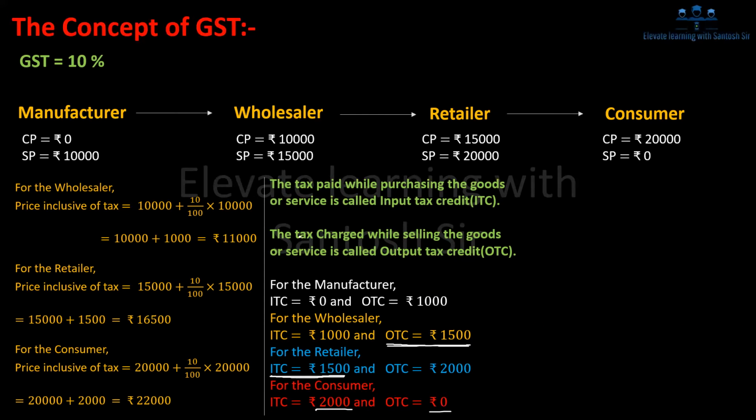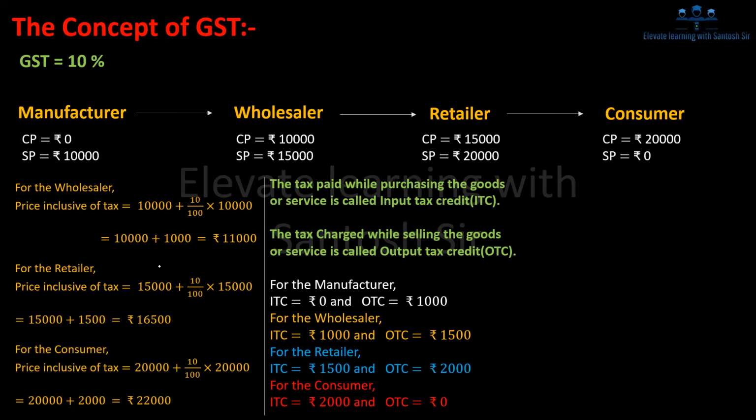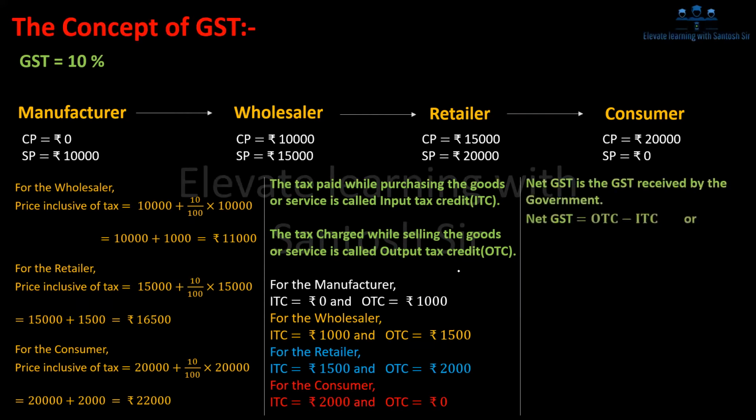But where is that GST going? Is this entire amount going to the government? No. Government gets net GST. Now what is net GST? Net GST is basically the difference of output tax credit minus input tax credit.